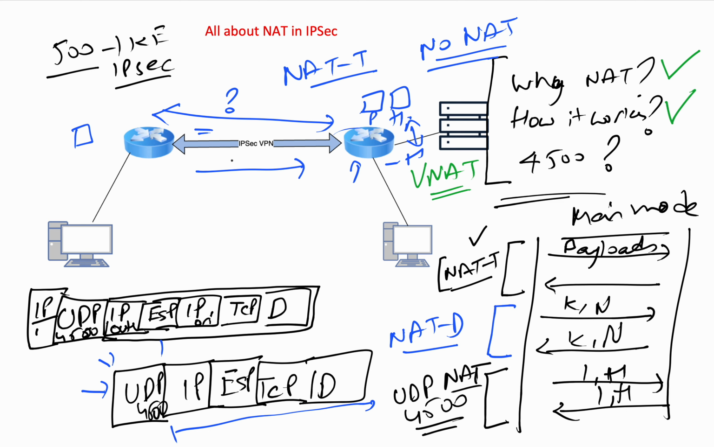So this is basically how the NAT part works in IPsec. I think this is also clear.